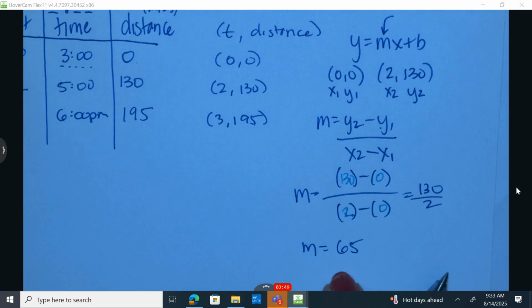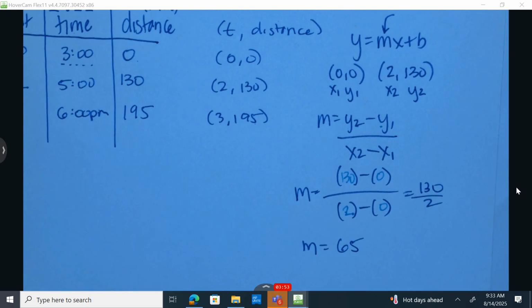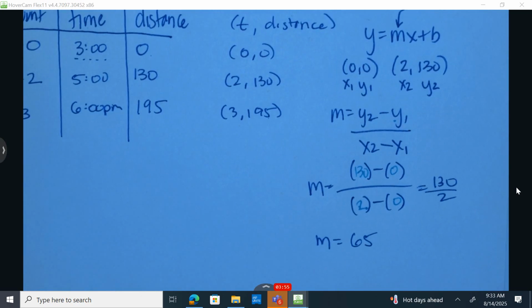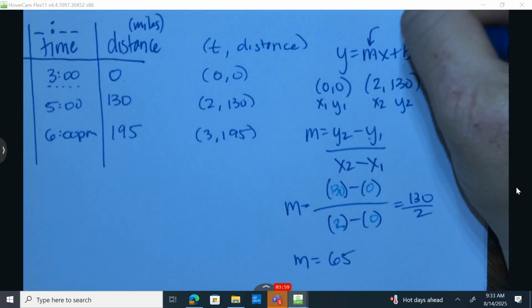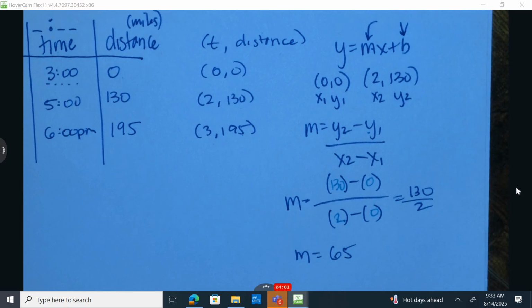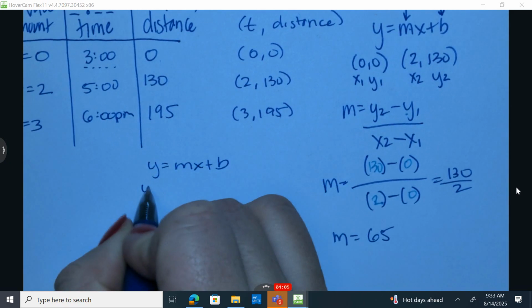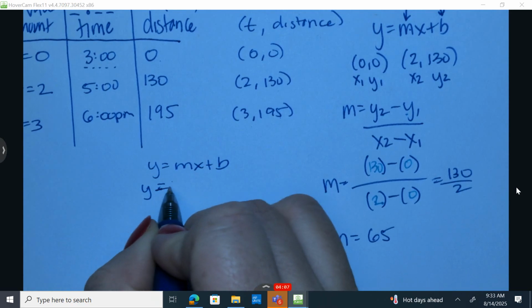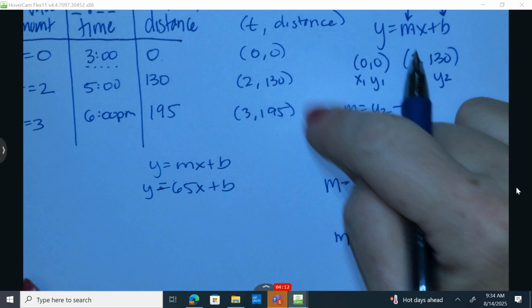This means on average between 0 to 3 hours on the road, you increase by 65 miles per hour on average. But that's just so you have an idea. Well, what else do I need to find? I figured out the m. Next, I need to figure out the b. So to do that, I'm writing y equals mx plus b. I get to substitute out that m. I've identified it as 65. And now I choose any one of these ordered pairs to plug in.